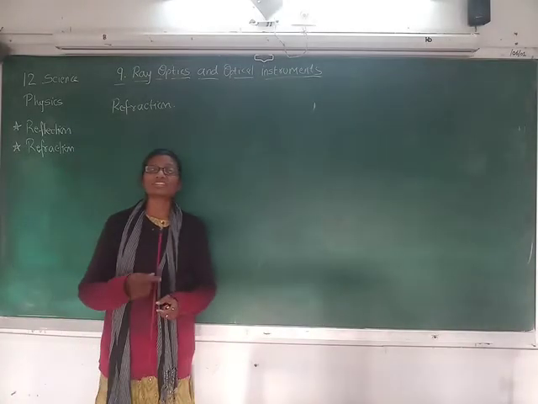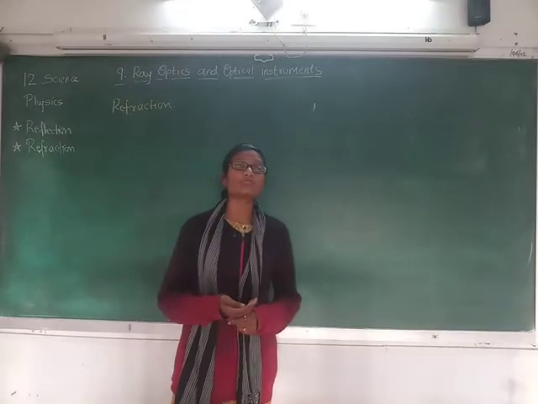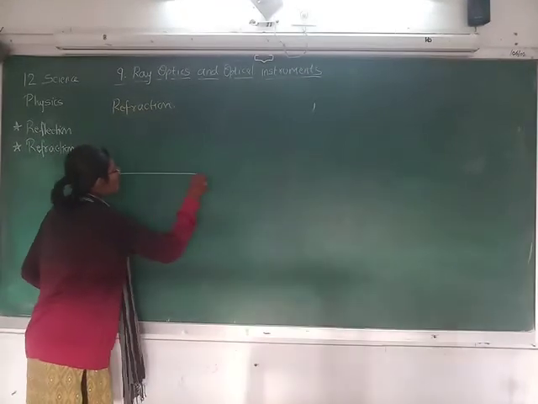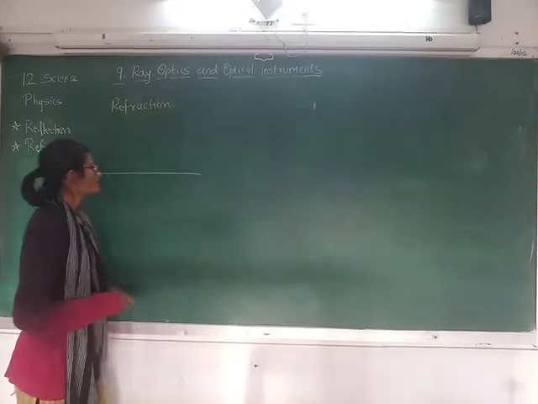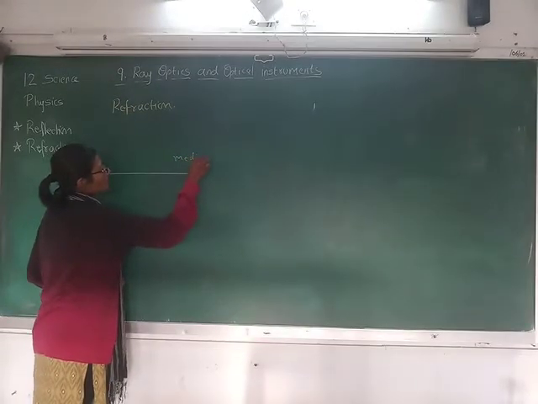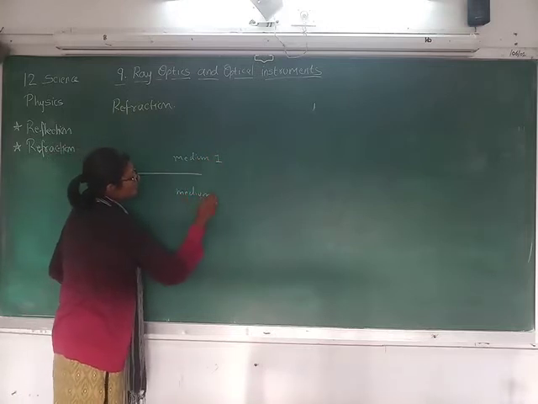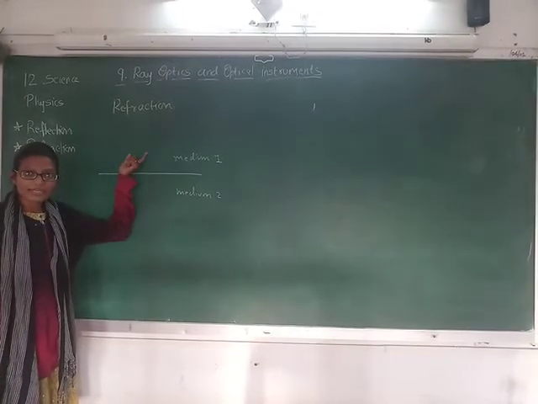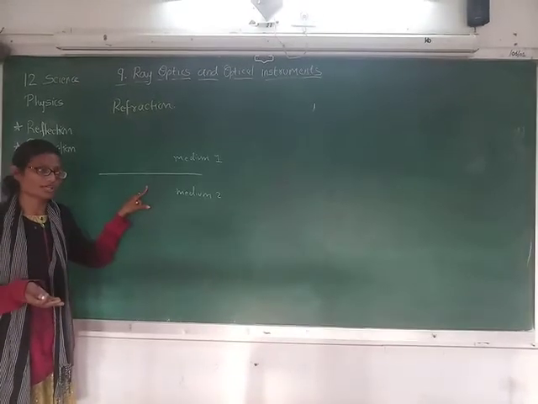Now let us see what refraction is, right? Refraction is also another property of light. In this process, we need two mediums, right? So let us say this is medium 1 and this is medium 2, right? You can consider medium 1 as air. For now, let us consider medium 2 as water.